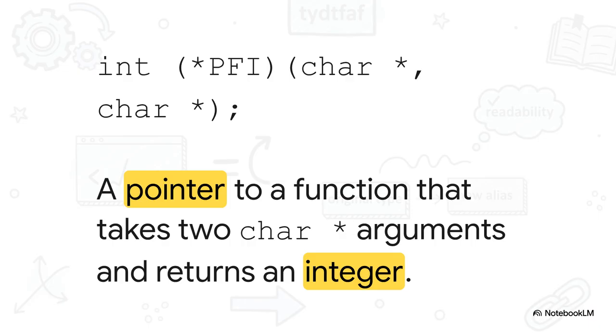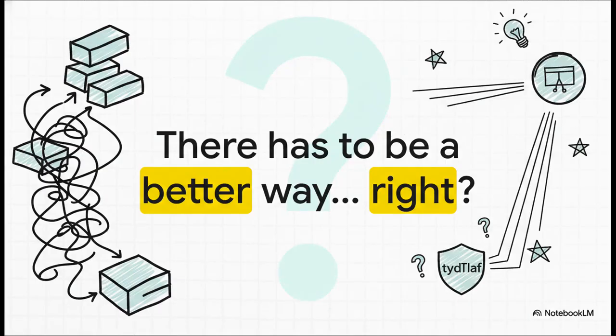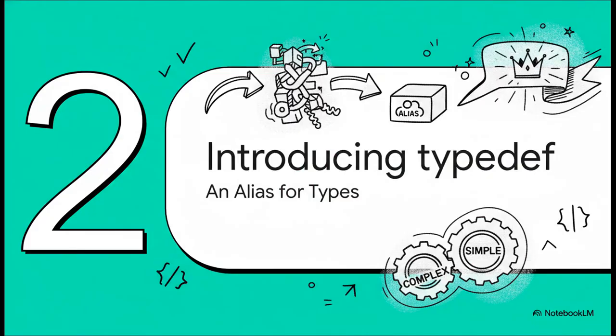Not so much. Exactly. When you see declarations like that one, especially if you need to use them more than once, you just can't help but think, man, there has to be a cleaner, more human-friendly way to do this. And you'd be right. There absolutely is. And that better way is a keyword you've probably seen floating around, but maybe haven't used to its full potential. I'm talking about typedef.